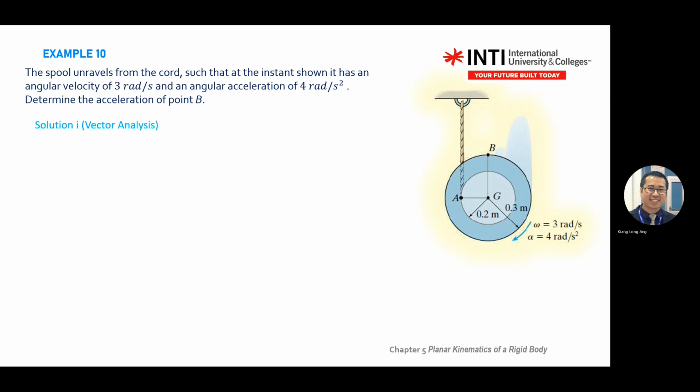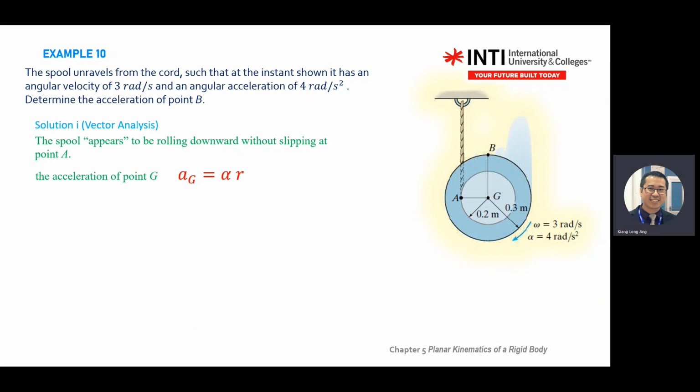Again, you have two methods. Showing you the vector analysis. Draw the free body diagram. Not angular, acceleration of point G will go up or go down. Go down, huh? So AG equal to alpha R. Right, this one I don't need to go back already. We already become expert of this equation. A equal to alpha R. Substitute alpha given R from the diagram. Right, G to A, you get this acceleration of G point.